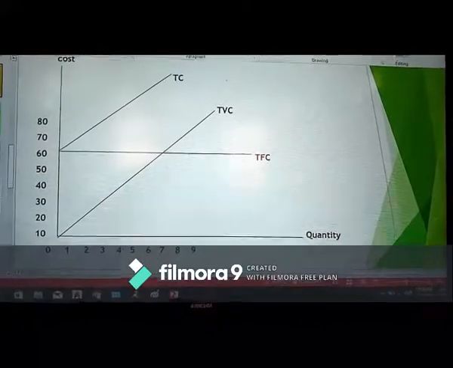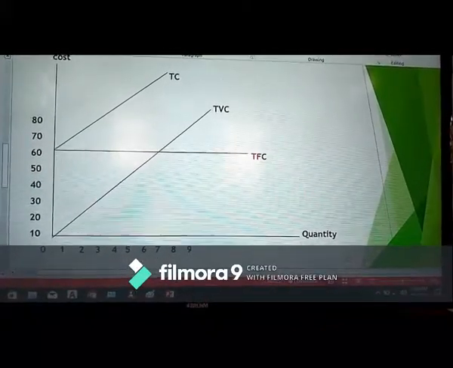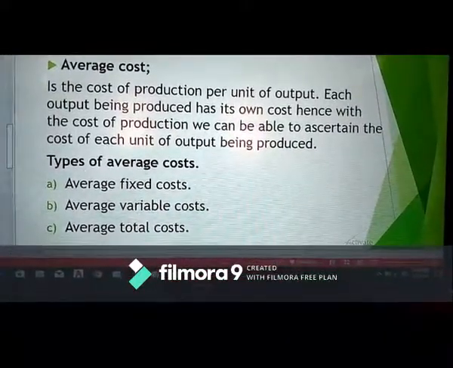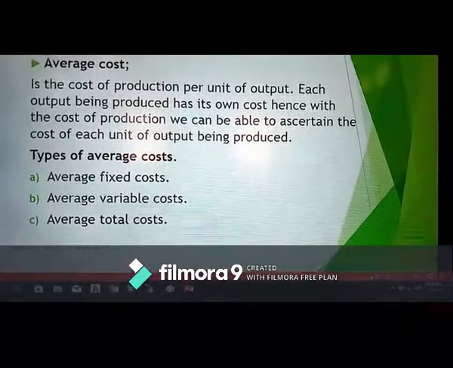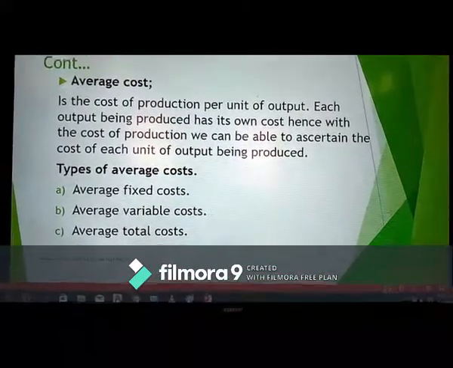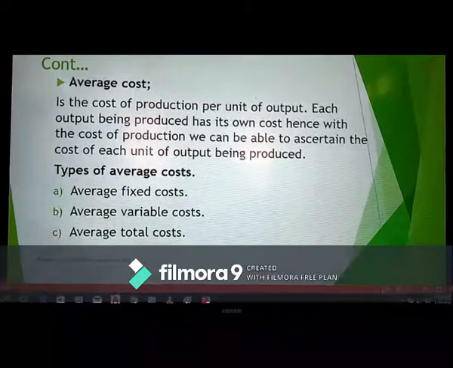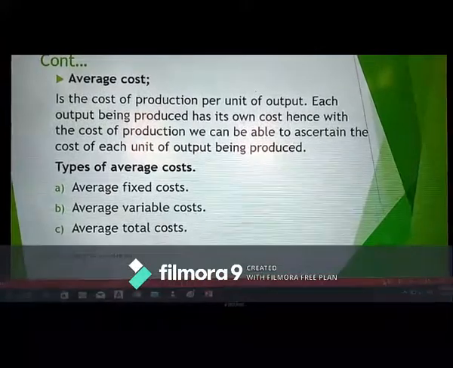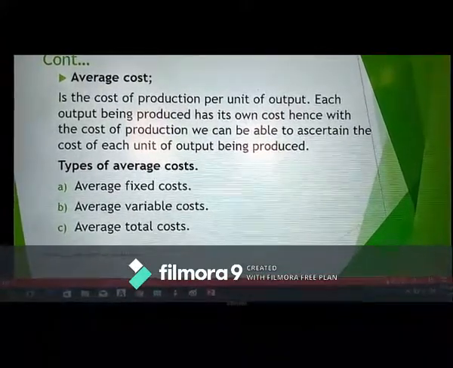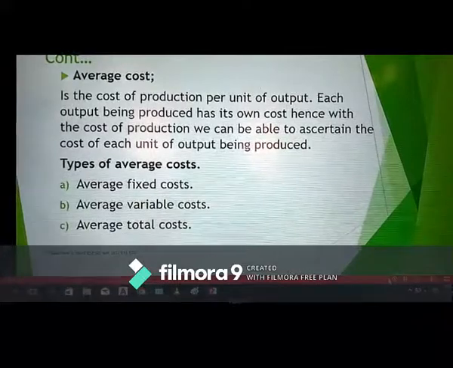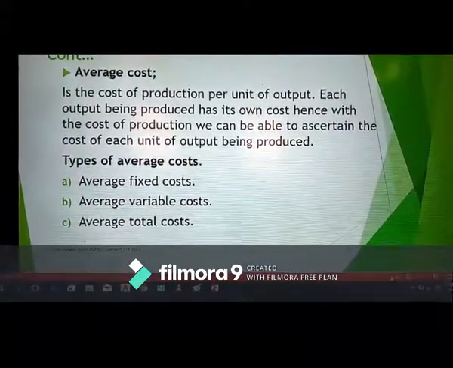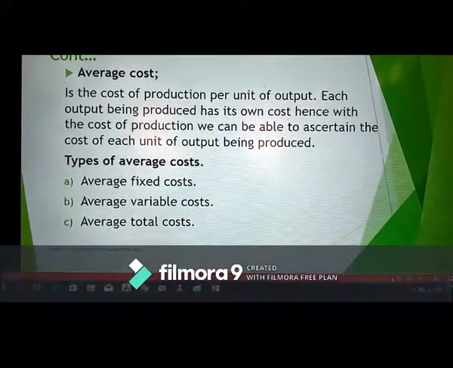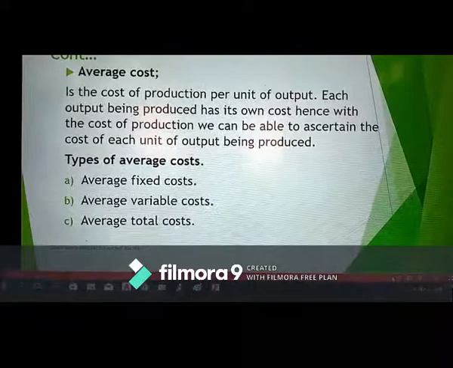Now, let's carry on with the last two remaining costs. The first one is the average cost. What is the average cost? The average cost is the cost of production per unit of output. Here we try to find how much cost of production each output being produced consumes. We say that each output being produced has its own cost.